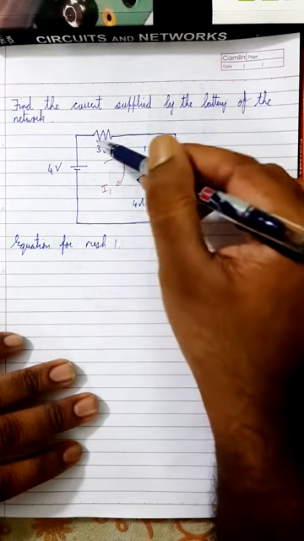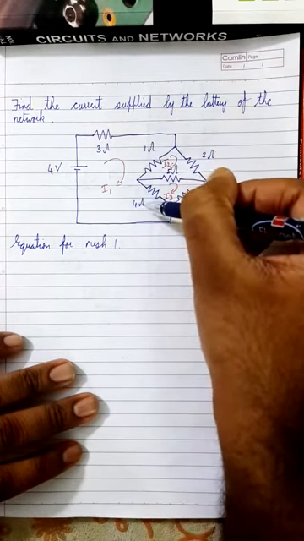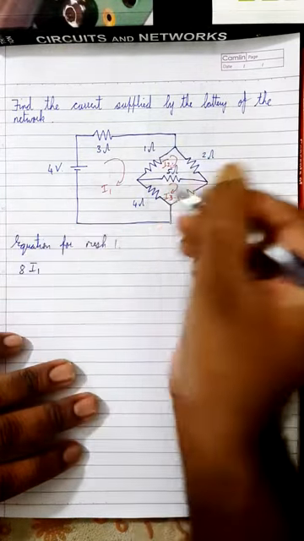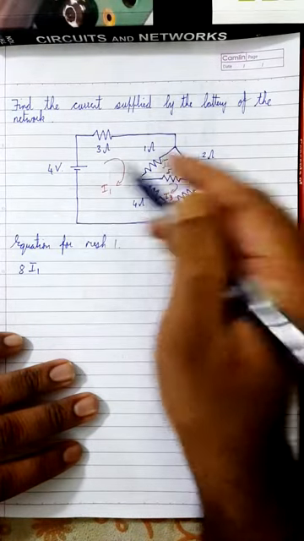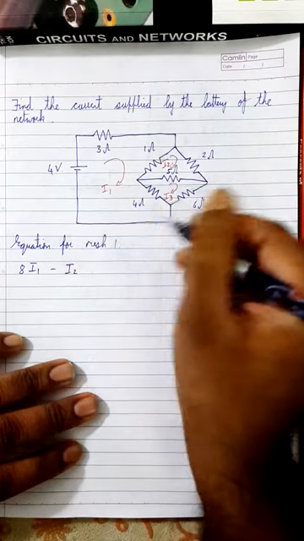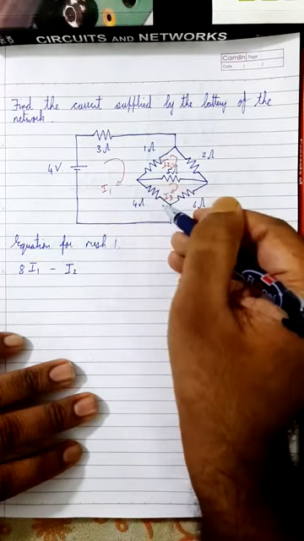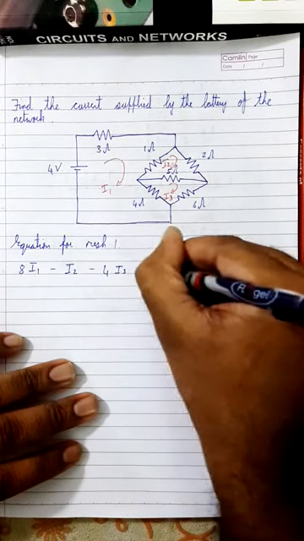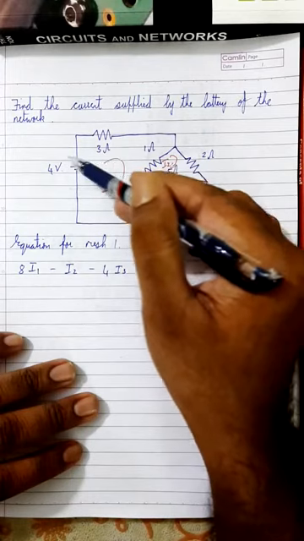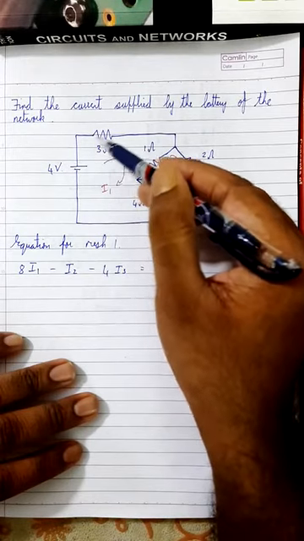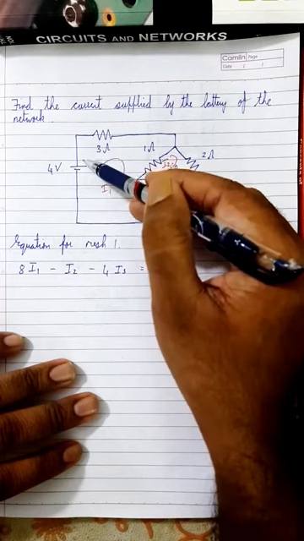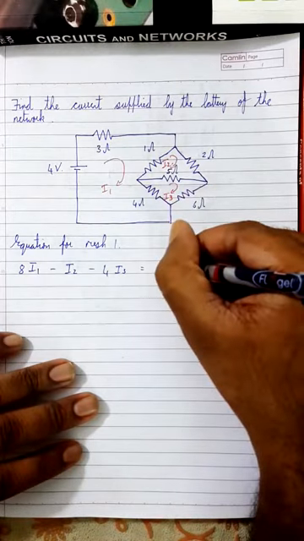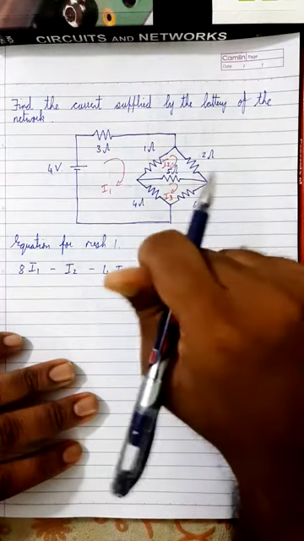Here I1 touches 3, 1 and 4 ohm resistors. So 3 plus 1 is 4, 4 plus 4 is 8. So you have 8 I1. I2 touches only this one, so it will become minus I2. And I3 touches mesh 1 only through this resistor, so it will be minus 4 I3 is equal to, and there is only one voltage source, which supplies the current I1. It supports the current I1 because it is flowing from the positive terminal. So it is equal to 4. This is the equation for mesh 1.